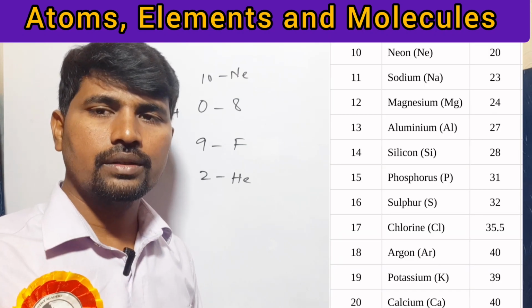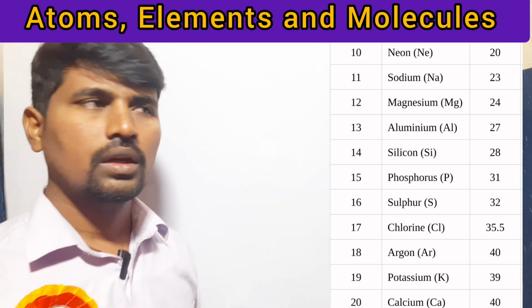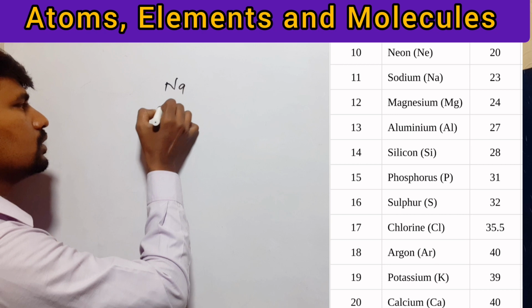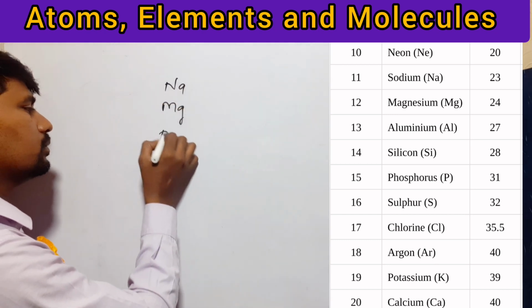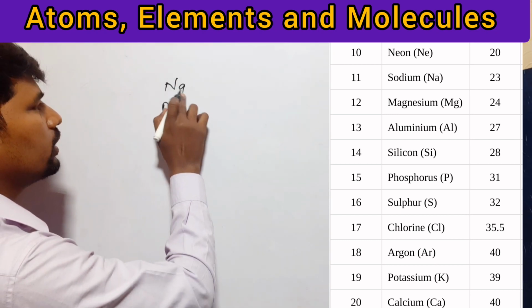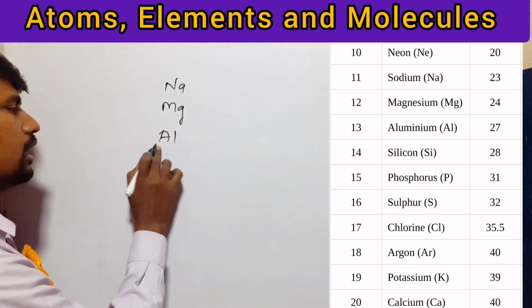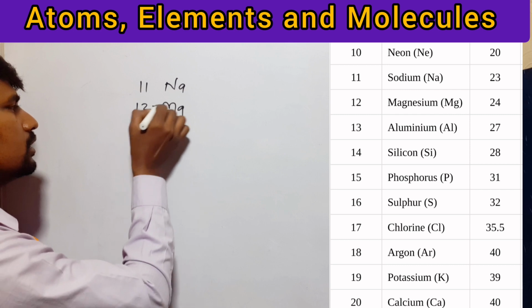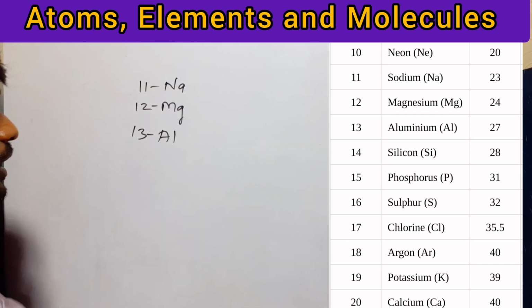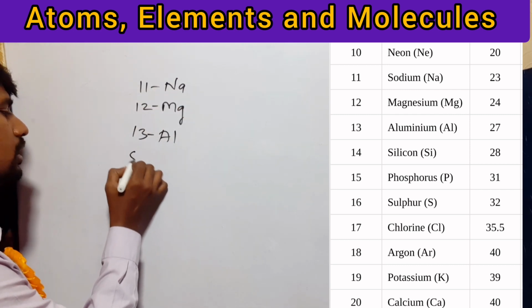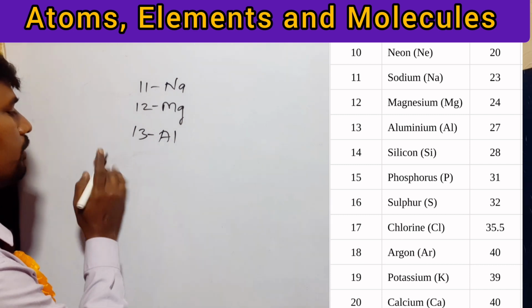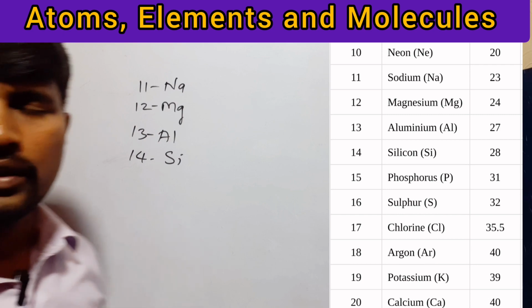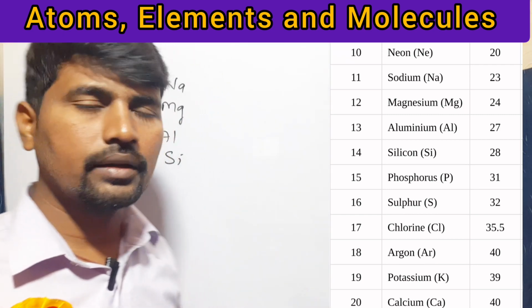The next we go for 11 to 20. Sodium, magnesium, aluminium, in order. Sodium Na, magnesium Mg, aluminium: 11, 12, 13. And silicon also, we get the 14th element, silicon. Right? Finished, 1 to 4 out of 10.